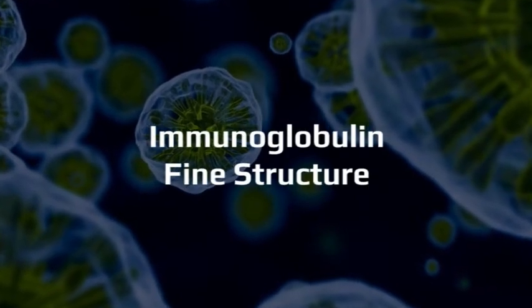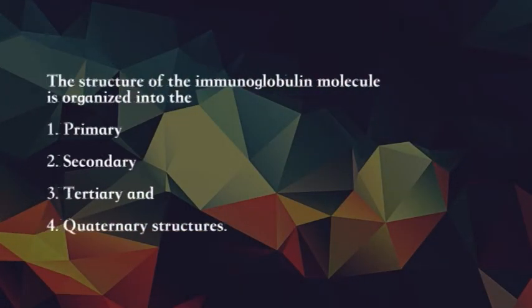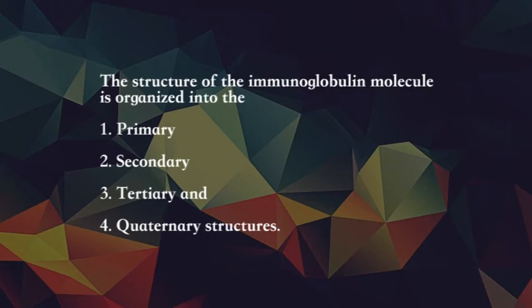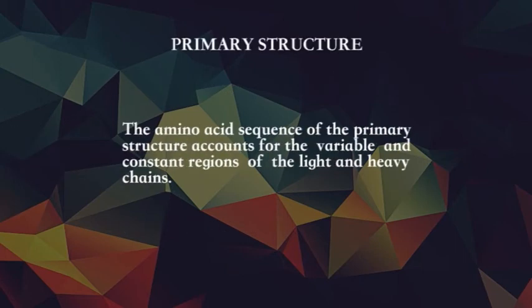Immunoglobulin fine structure. The structure of the immunoglobulin molecule is organized into the primary, secondary, tertiary, and quaternary structures. The amino acid sequence of the primary structure accounts for the variable and the constant regions of the light and the heavy chains.